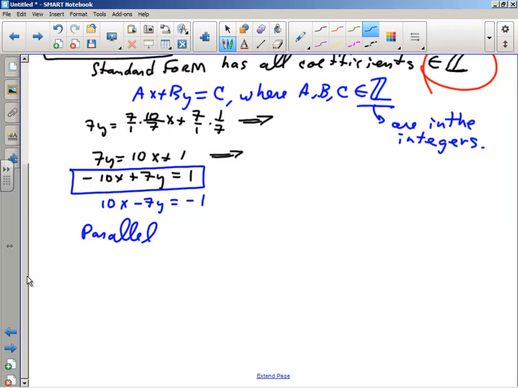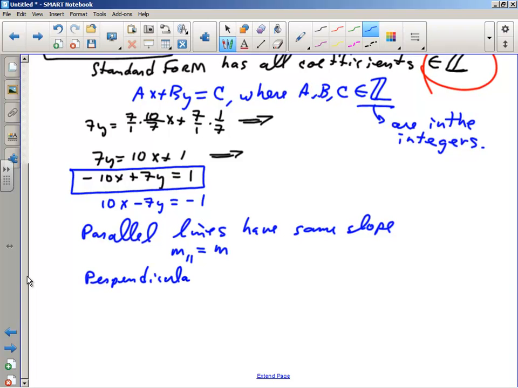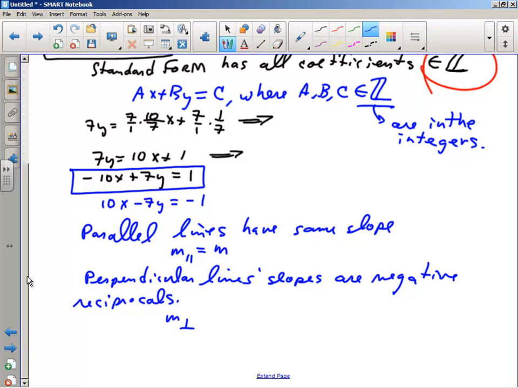The last thing to prepare you for homework: parallel lines have the same slope. The slope of the parallel line equals the slope of the original line. Perpendicular lines, their slopes are negative reciprocals. The slope of the perpendicular line is minus 1 over the slope of the original line.